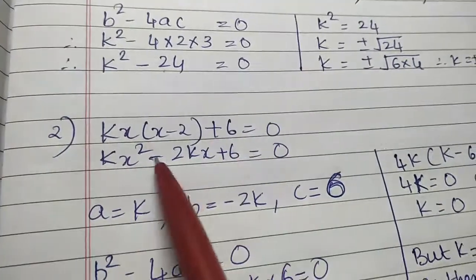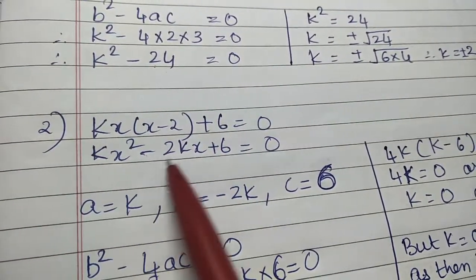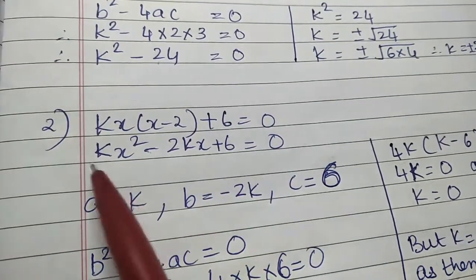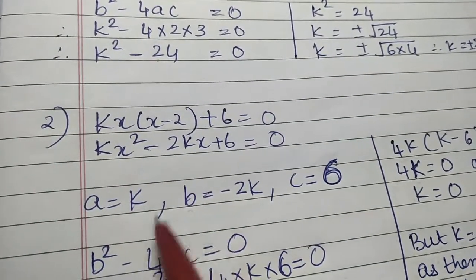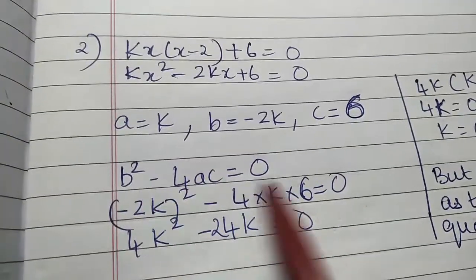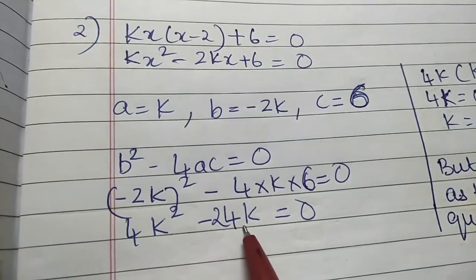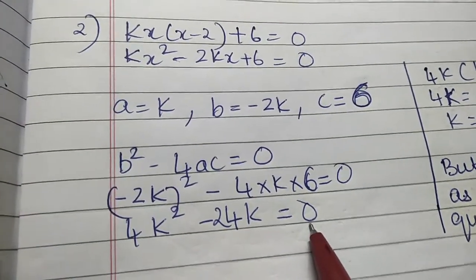Similarly for the next equation, here you have to just open the bracket. If you open the bracket, you will get kx square minus 2kx plus 6 is equal to 0, where a is equal to k, b is equal to minus 2k and c is equal to 6. Again you have to put the value in this. Putting the value, we will get 4k square minus 24k is equal to 0.